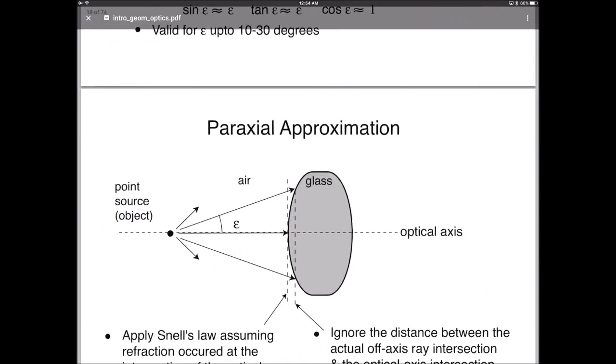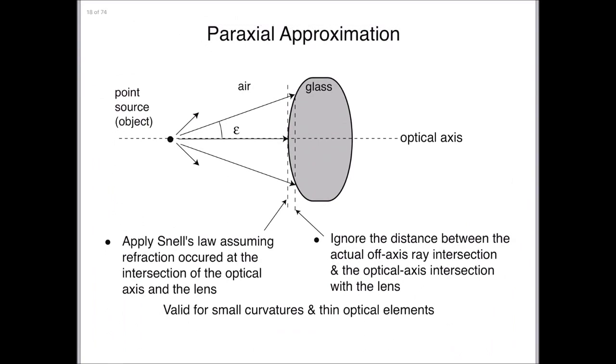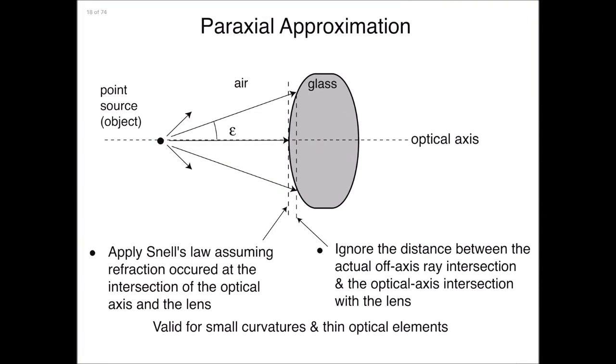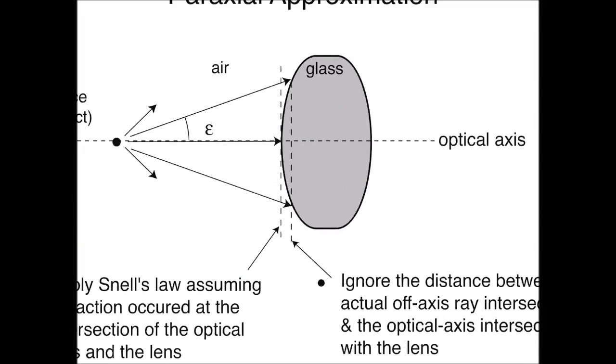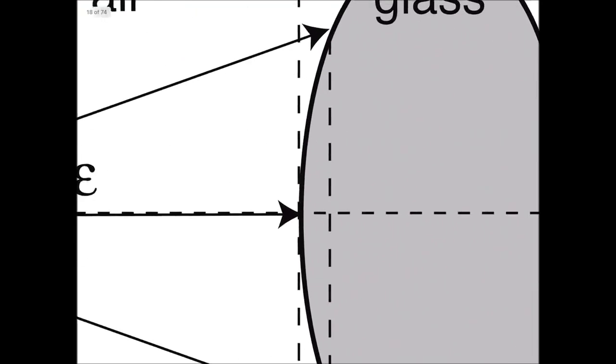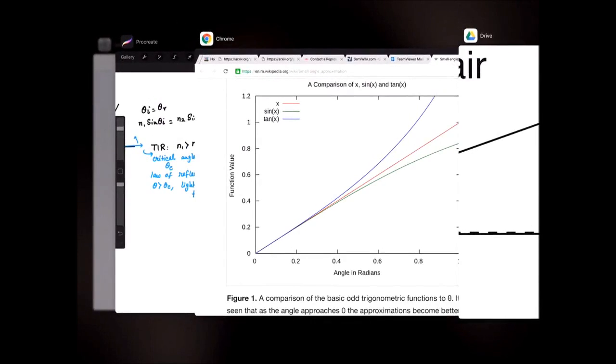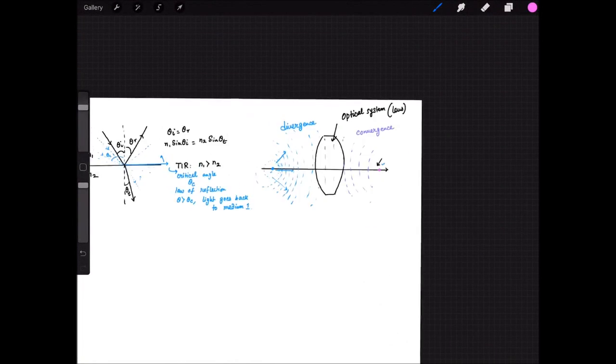So the paraxial approximation. The other assumption that we are going to make is that we can actually ignore, so if the light is traveling very close to the optical axis, we can ignore the difference between this arc and the height at which the ray hits the glass. So actually I think it would be more helpful if I illustrate that.